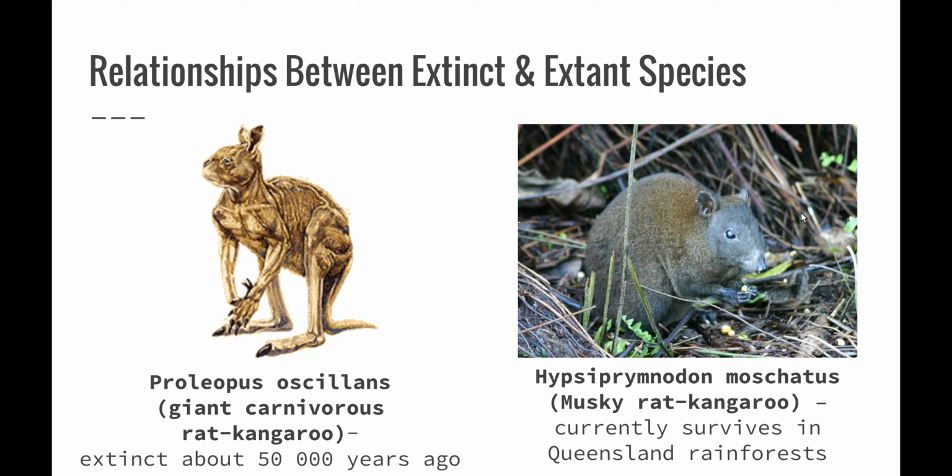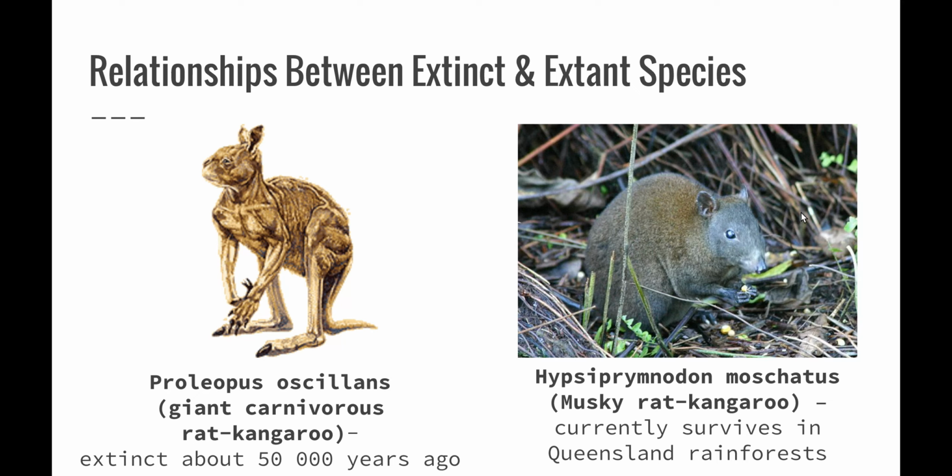A full-size male red kangaroo would probably stand shoulder to shoulder with a fully grown male. So these kangaroos would have been taller and much broader, as you can see, much more muscular than what we know as our red kangaroos now. These guys are believed to have been related to the musky rat kangaroo.